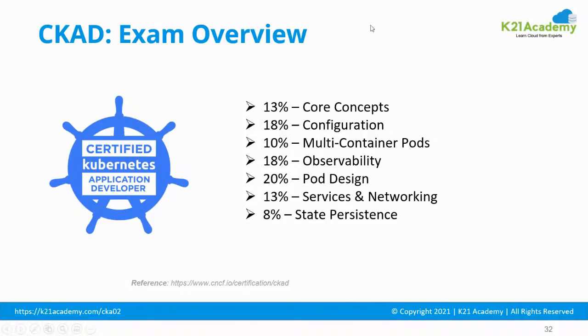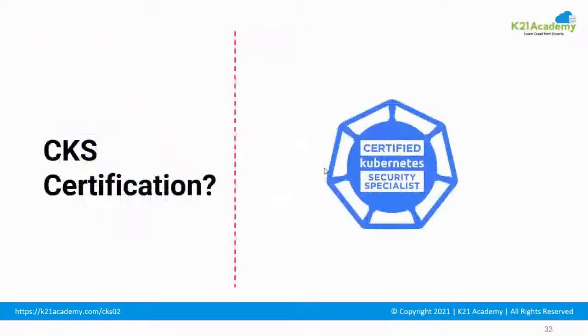And then observability and pod design. Services and networking is similar, but with less weightage, and you only need to know what a developer needs to know. Another important area is persistence, and how you store configuration. Configuration and observability are the two important topics, and how you design the pod. A pod is nothing but a collection of one or more containers. We'll be covering that as well.